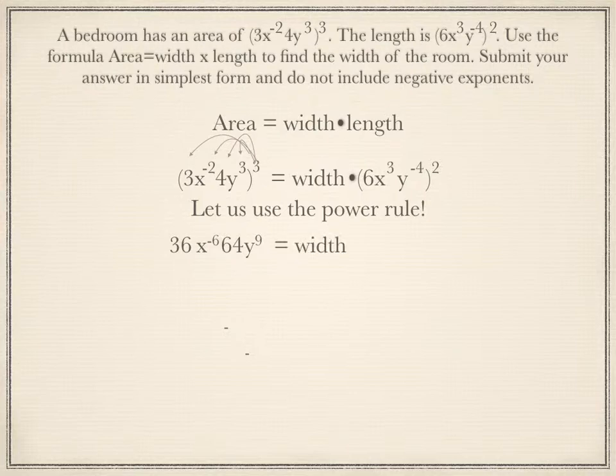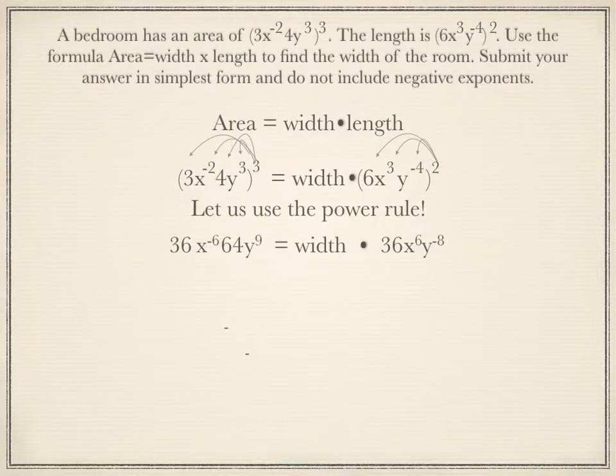And then we want to take 6x to the third, y to the negative fourth, all to the second power. So we're going to take 6 and square it, which is 36. X to the third and to the second power is 3 times 2, which is x to the sixth. Y to the negative fourth to the second power is negative 4 times 2, which is negative 8. So we get y to the negative eighth.